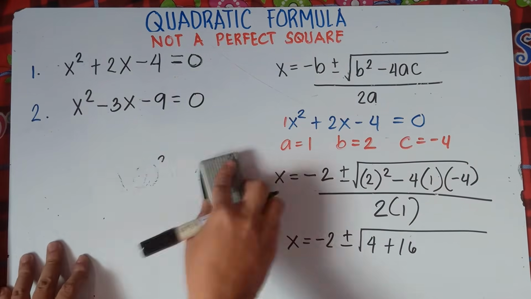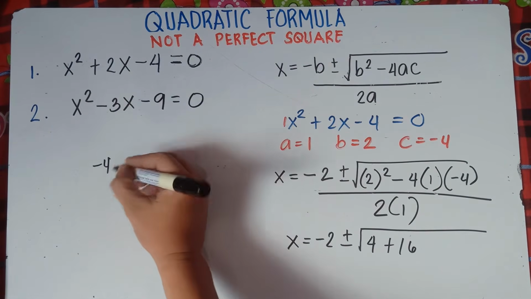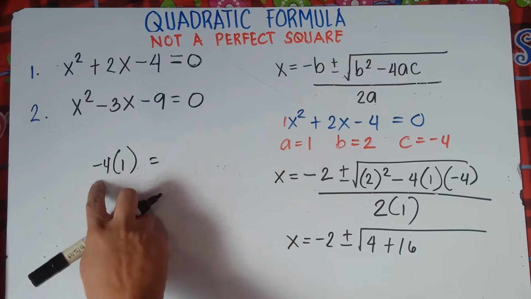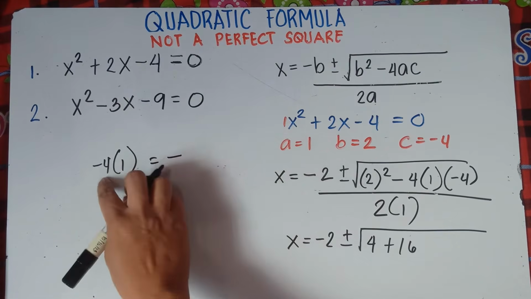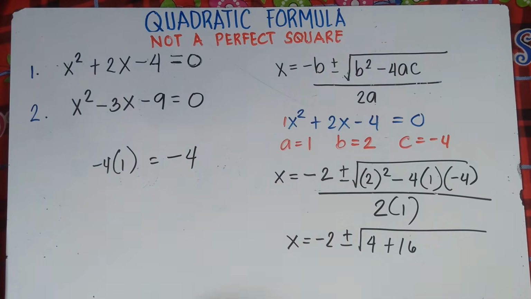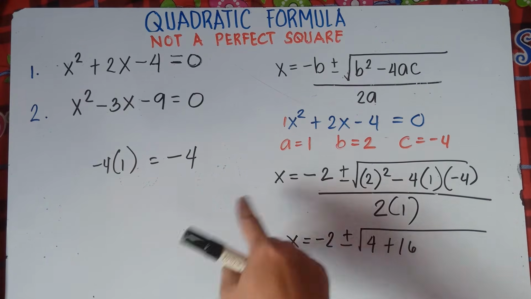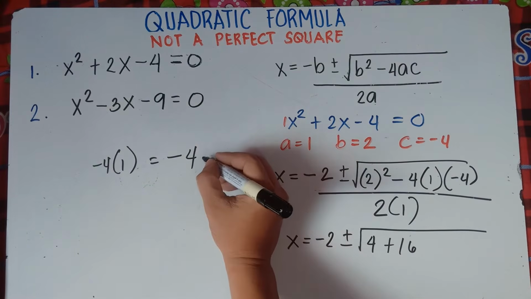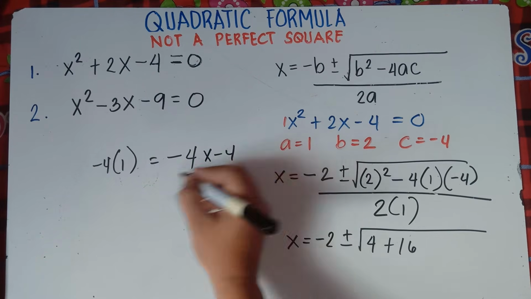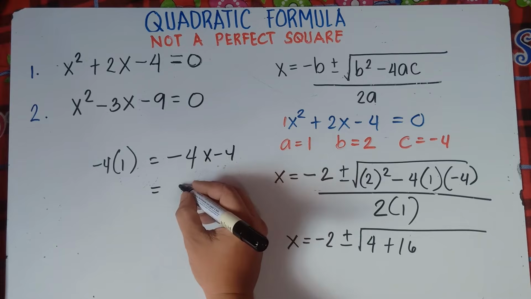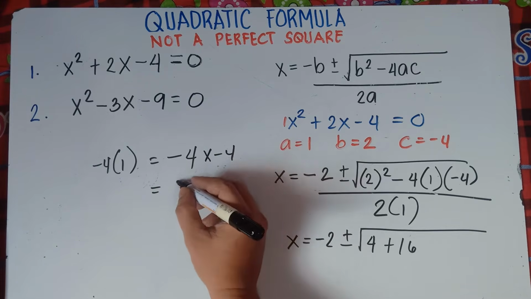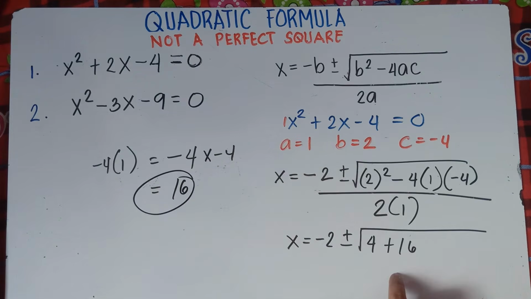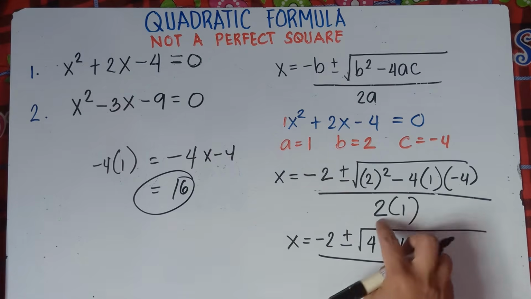Alright, let me explain that one. Negative 4 times 1: negative times positive is negative, and 4 times 1 is 4. Once again, if you're multiplying unlike signs, the answer is always negative. So negative 4 times 1 is negative 4. Times negative 4: negative times negative is positive, and 4 times 4 is 16. That's why we have positive 16, all over 2 times 1, which is 2.